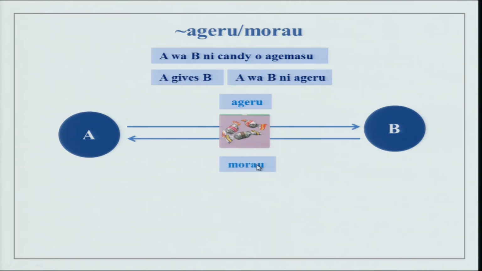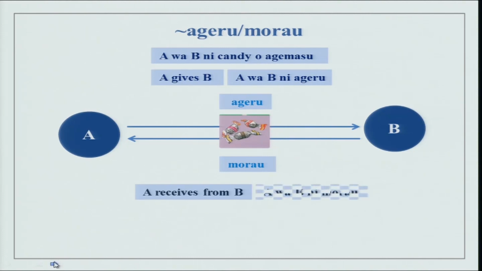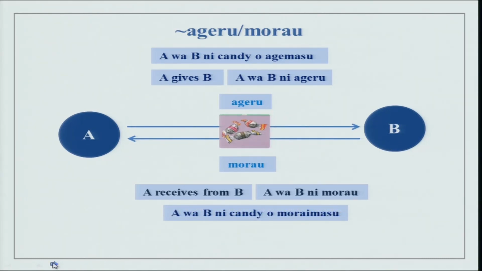Well, you have moraimasu over here, and again we have the candy. What happens with the candy now? A receives from B. A wa B ni morau. So, A receives something, which is a candy in this case, from this gentleman B. A wa B ni candy o moraimasu. I hope that now agemasu and moraimasu is clear to all of you, and you will be able to use it freely in your sentences.